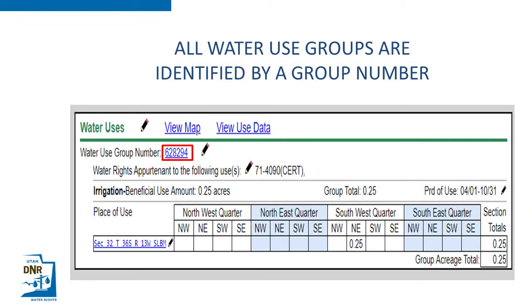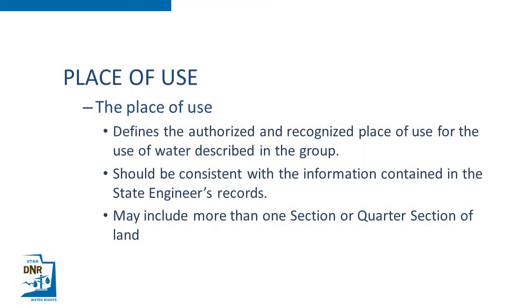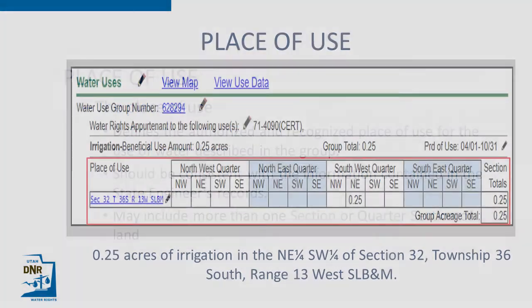All water use groups are defined by a number, seen here as Water Use Group 628294. Water use groups will define a place of use. This is where the water right is authorized to be used and should be consistent with the water right file. The place of use may include more than one section or quarter section of land. Place of use is described by 40-acre tracts.